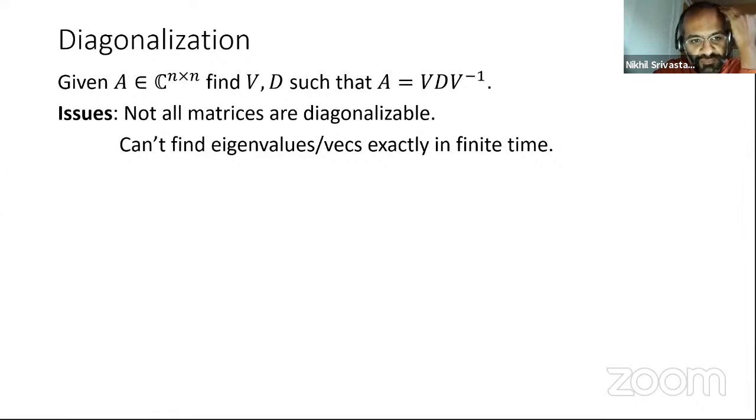So in this problem, we're given a square complex n by n matrix A, and we want to find an invertible matrix V and a diagonal matrix D so that A is equal to V D V inverse. Of course, as stated, this is not a legitimate computational problem because not all matrices are diagonalizable. And also, you can never solve this problem exactly in a finite amount of time because you can't compute the eigenvalues exactly. So what we really study is an approximate version of this problem.